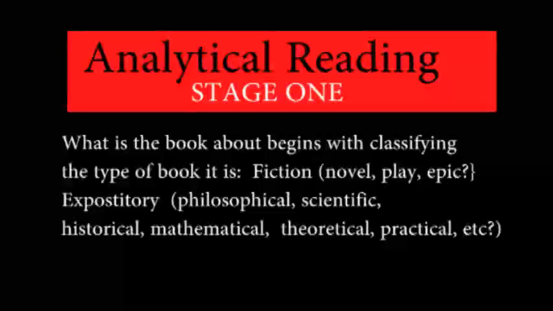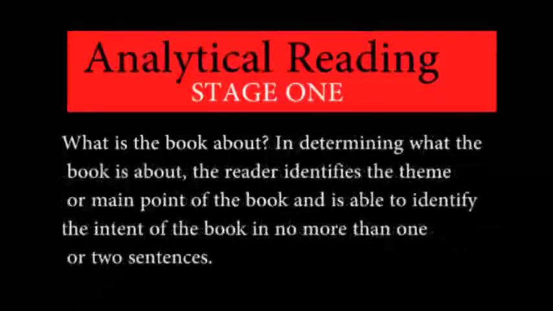Next, the reader must determine what the book is about. This is not the same thing as knowing what type of book it is. In determining what the book is about, the reader identifies the theme or main point of the book and is able to identify the intent of the book in no more than 1 or 2 sentences. If a book is well written, it will have a unity about it that can easily be articulated in a few words.